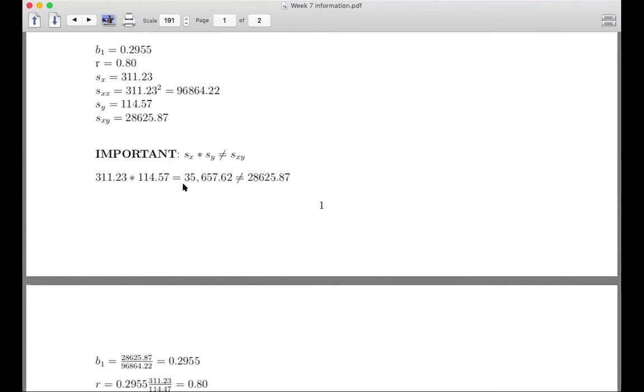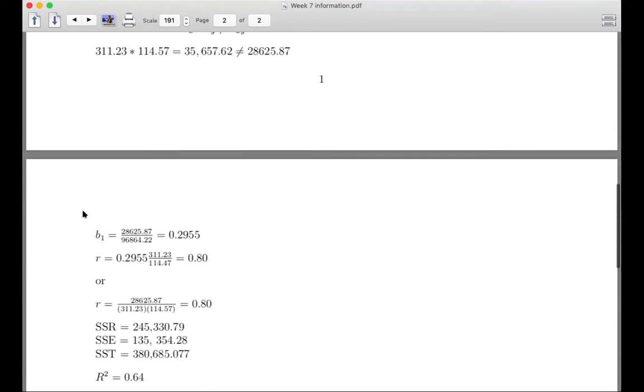So that's why we turn to B1 instead, right? So again, B1 is a measure that is determined by covariance. But because covariance is difficult to interpret, we take this number and we turn it into B1, and B1 is much easier to interpret.